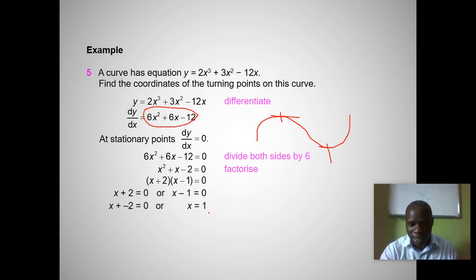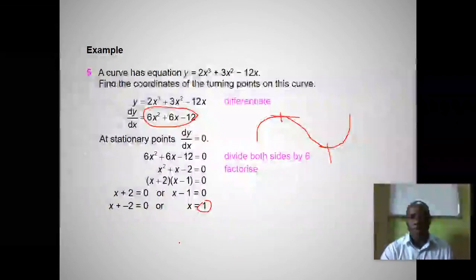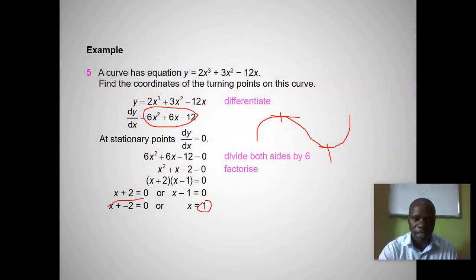x is equal to 1 here, and also x is equal to -2. Okay, this is not written correctly. It's supposed to say x is equal to -2. Okay, so x is equal to 1 and x is equal to -2.